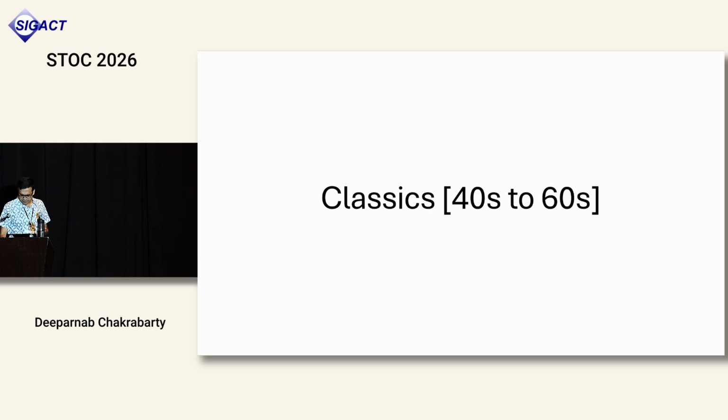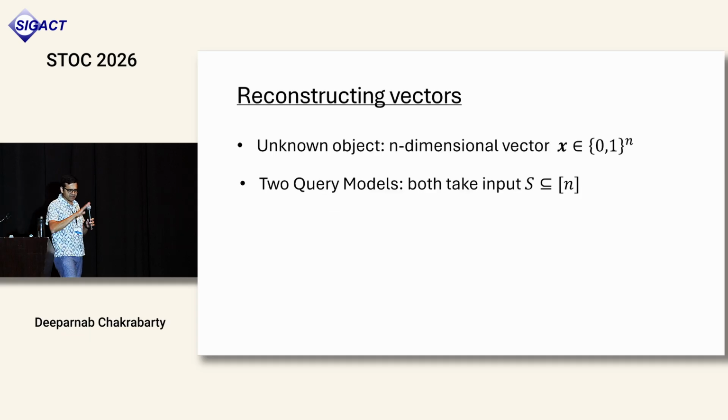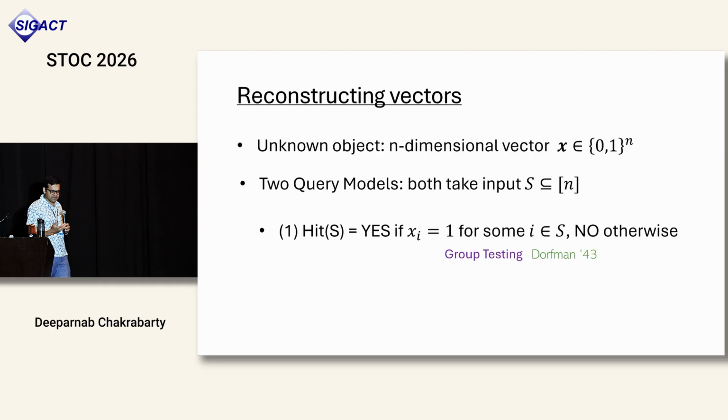So we're going to talk about, for maybe the next 10 to 12 minutes, reconstructing vectors. The unknown object here is an n-dimensional Boolean vector. And we're going to look at two query models. Each of these query models will take a subset of these coordinates. And either I will tell you whether the subset hits the support of the vector, so if there is at least one coordinate which is 1 in this subset, or no.